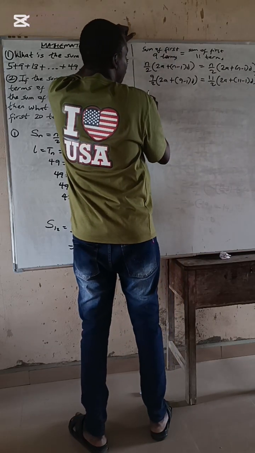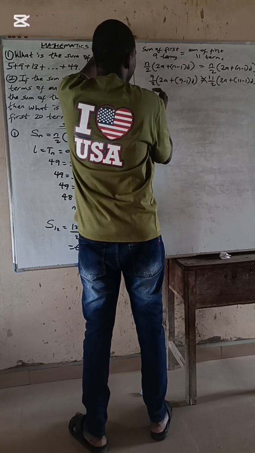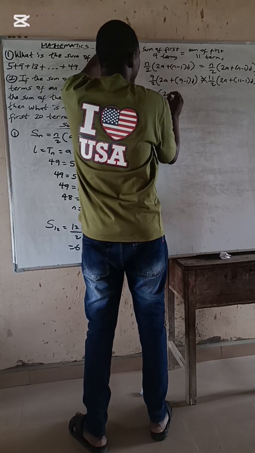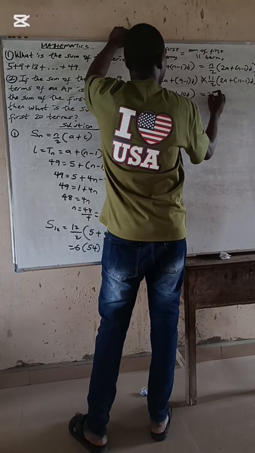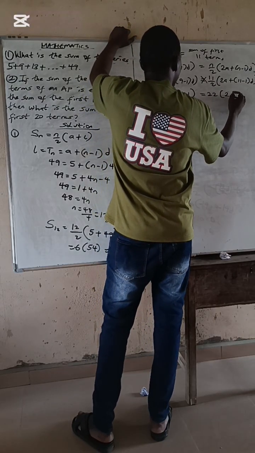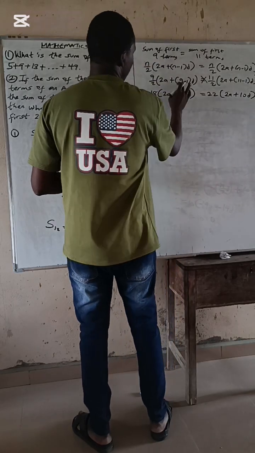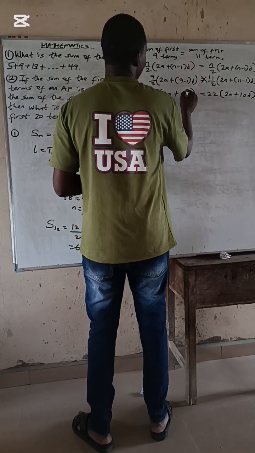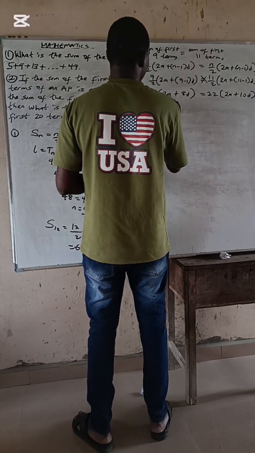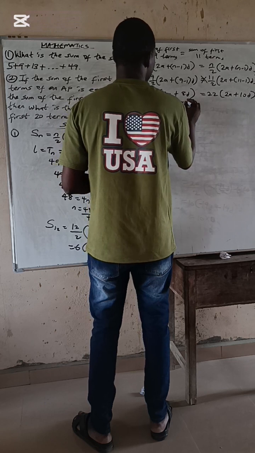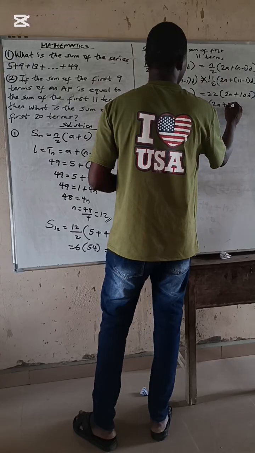So when you cross multiply, we have something like 18 into bracket 2a plus 9 minus 1, which is 8d, equals 22 into bracket 2a plus 10d, because 11 minus 1 is 10. But 9 minus 1 is 8 here, so sorry about that. So divide all through by 2. 2 can go here, 2 can go here. So that will be 9 into bracket 2a plus 8d equals 11 into bracket 2a plus 10d.